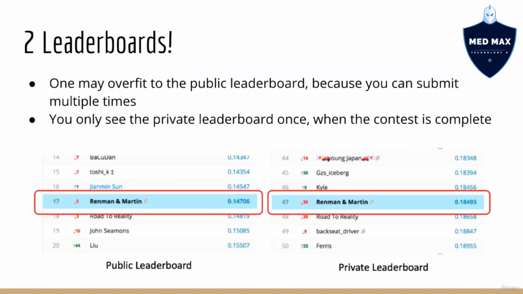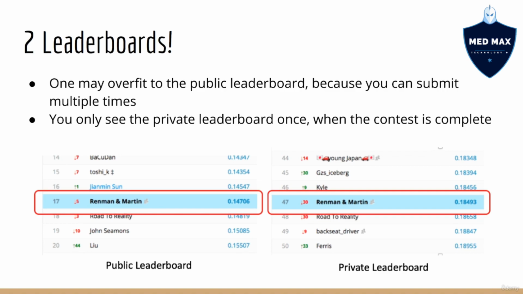There is a small caveat to the leaderboard. In fact, there are 2 leaderboards, the public leaderboard and the private leaderboard. The public leaderboard is where your score on the test set is shown. The private leaderboard uses yet another dataset, and this is the one on which the winner of the contest is selected. This is of course to prevent overfitting to the public leaderboard test set.